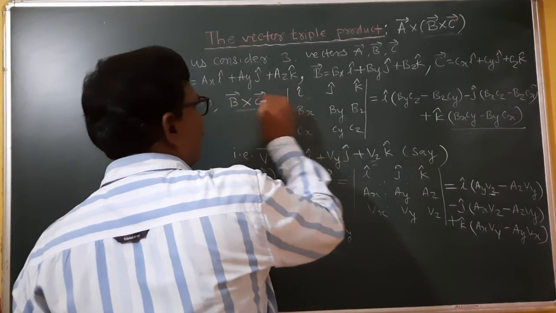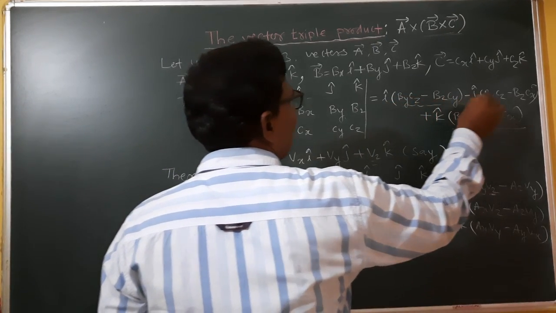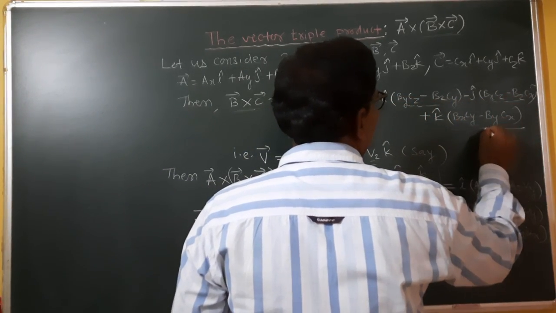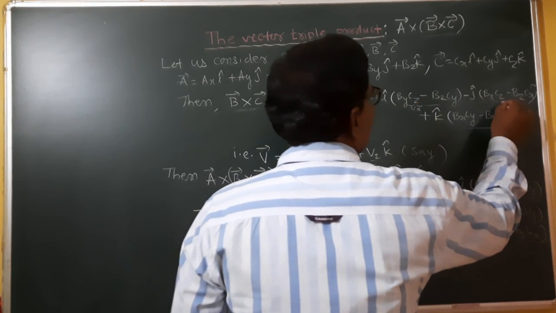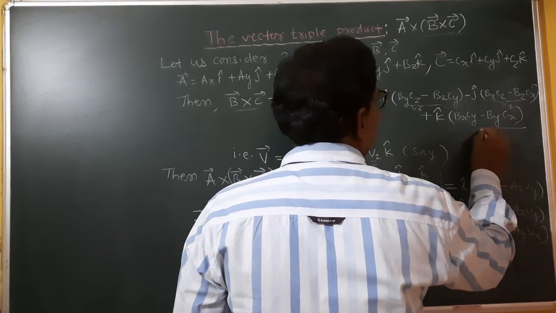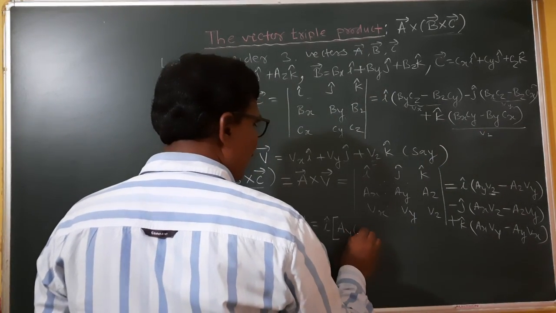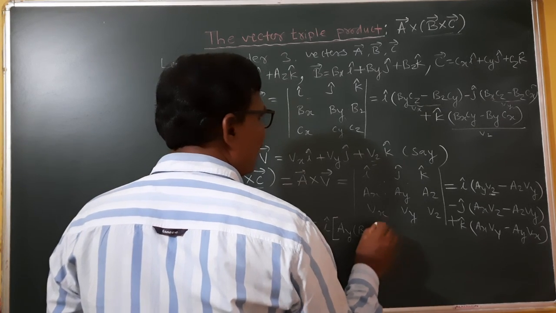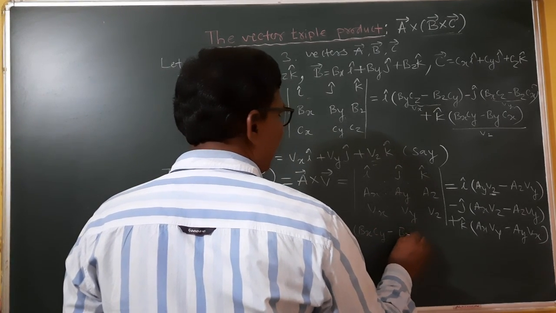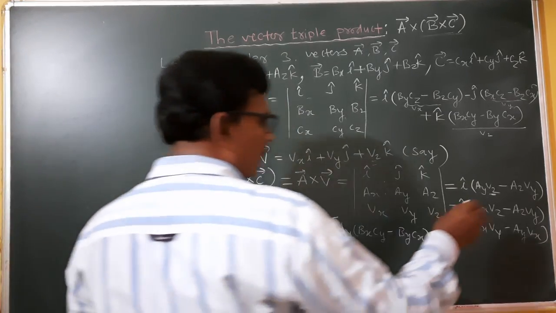That is B bar cross C bar, which is nothing but this is Vx, this is Vy, and this is what we have, Vz. Write the Z component we have, that is Bx Cy minus By Cx. This is the Z component. Then the minus sign is there.